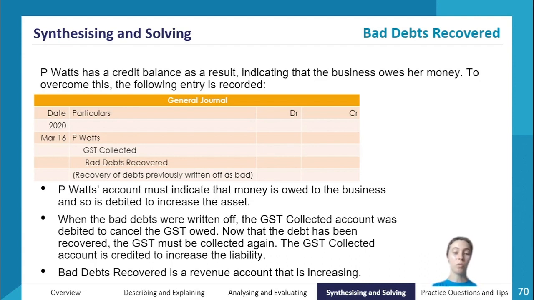When the bad debts were written off, the GST collected account was debited to cancel the GST that was owed. But now that the debt has been recovered, the GST must be collected again. So that's why the GST collected account is credited to increase that liability. And the bad debts recovered is a revenue account, and that's increasing in this case because you're getting something that you hadn't already gotten.